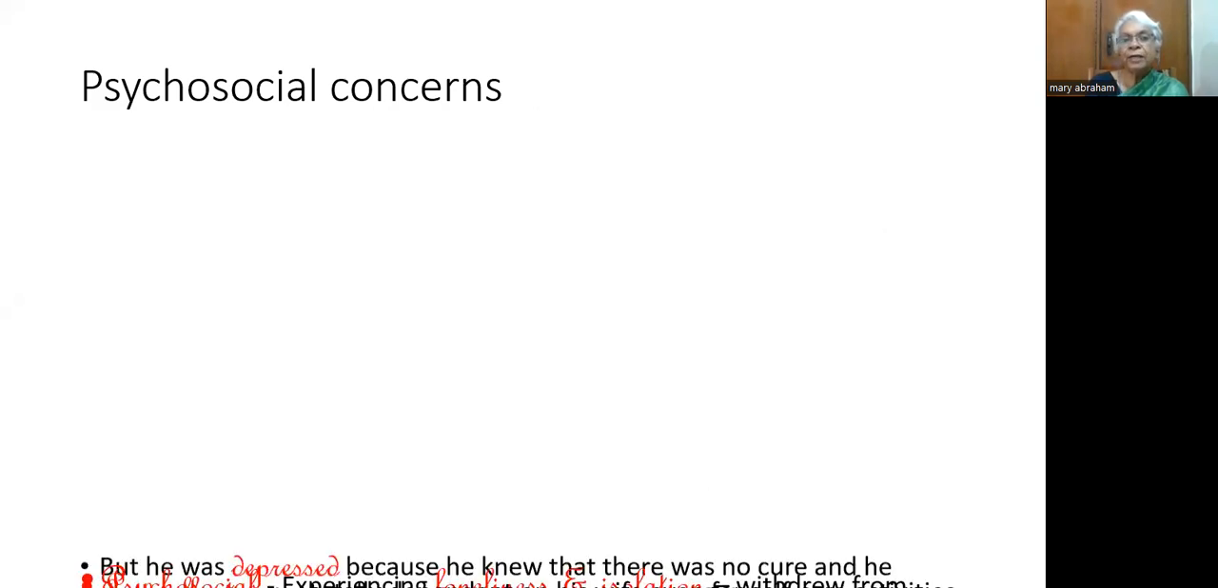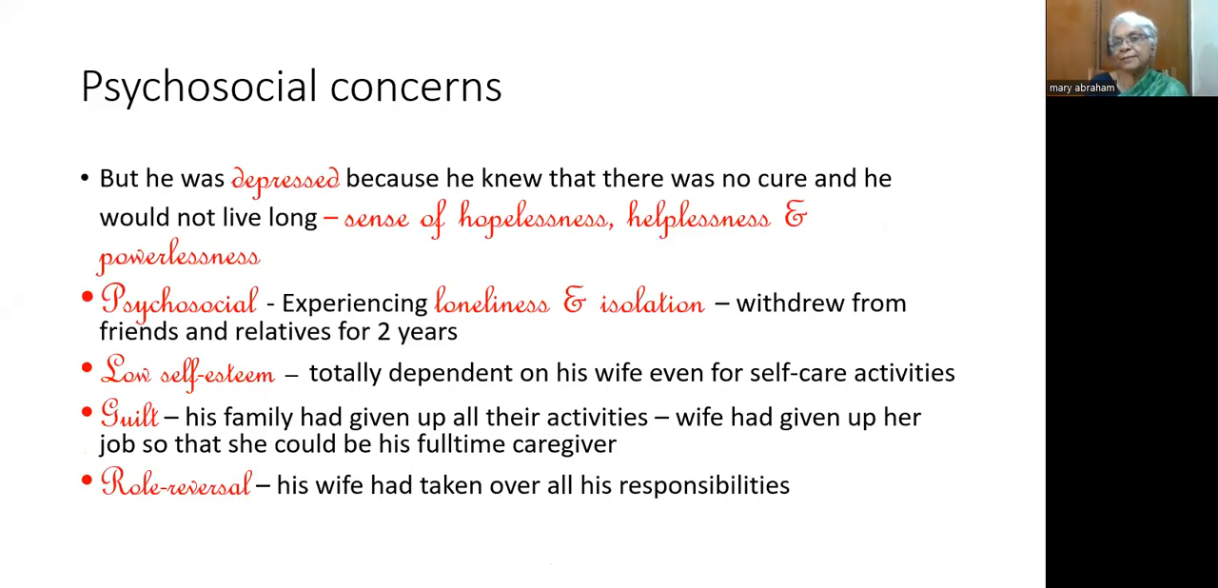So what were the psychosocial concerns of this person? He was depressed because, being an educated person, he knew that there was no cure and that he would not live long. So he had a sense of hopelessness, helplessness, and powerlessness. He could not do anything about his condition. He was experiencing loneliness and isolation. He had withdrawn from friends and relatives for the last 2 years. And his only people were his wife and his children and an occasional doctor who would come and look at him.